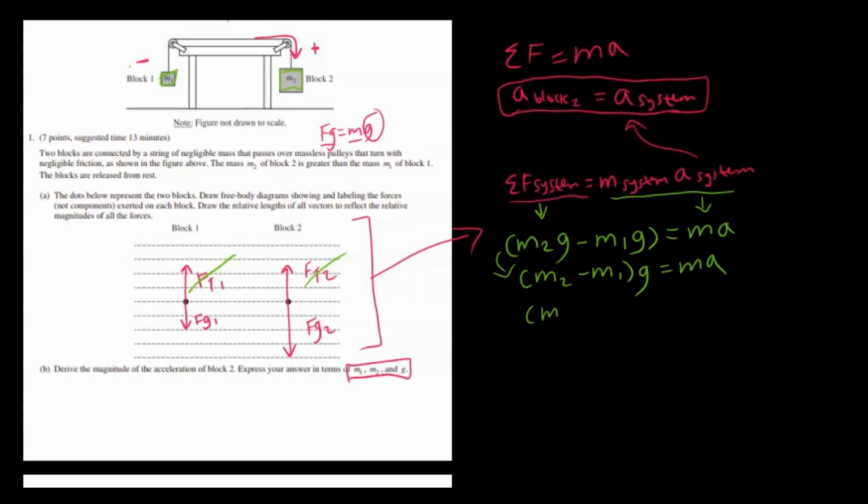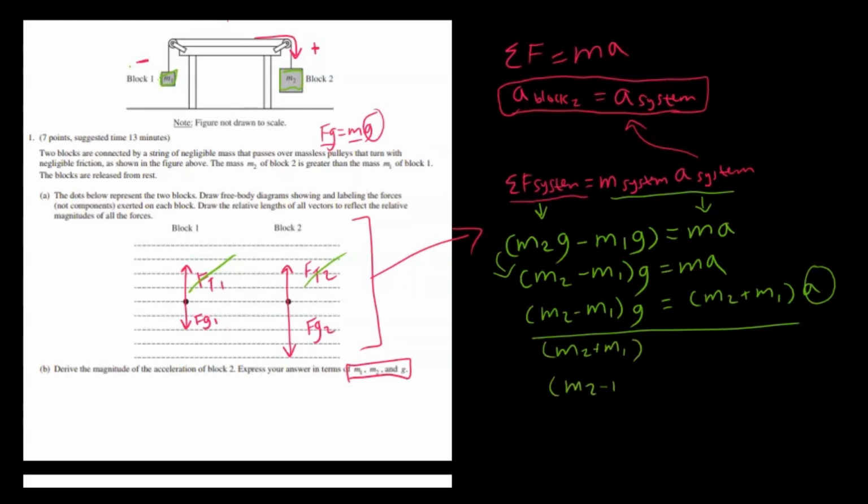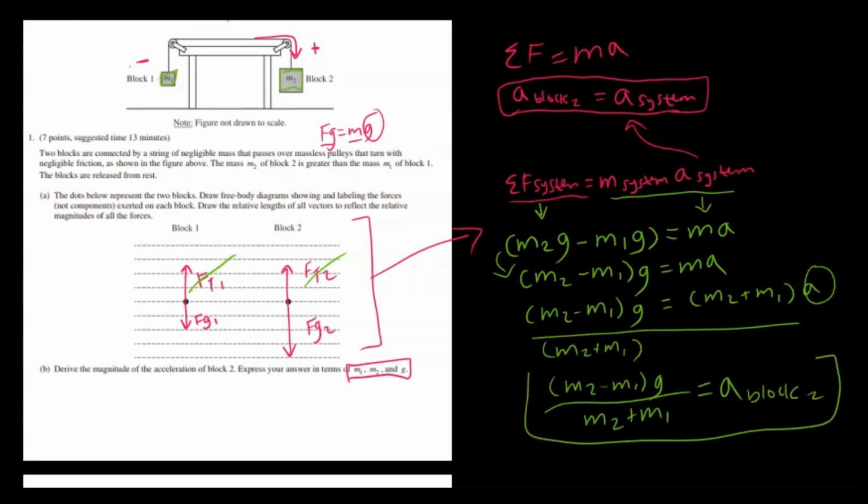So let's just rewrite this as (m2 minus m1) g equals the mass of m2 plus m1 times the acceleration. We want to find acceleration, so we can just divide by m2 plus m1. And we'll get (m2 minus m1) times g over (m2 plus m1) is equivalent to the acceleration of the system, or as we talked about before, block 2. And that's our answer for this problem right here. All right, let's move on.